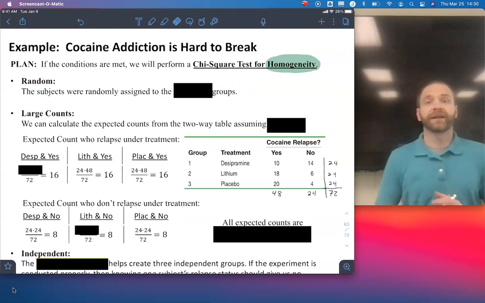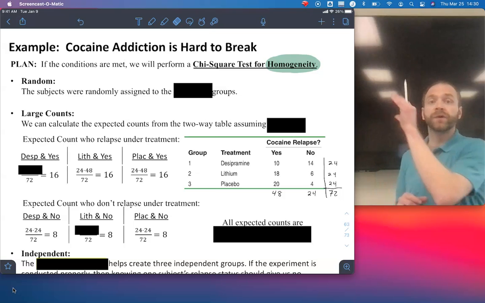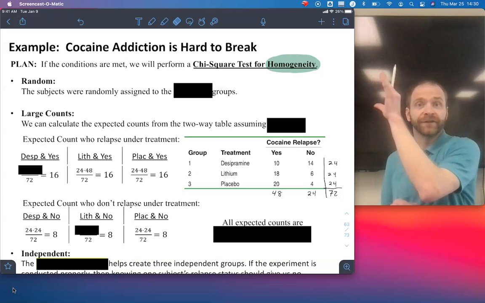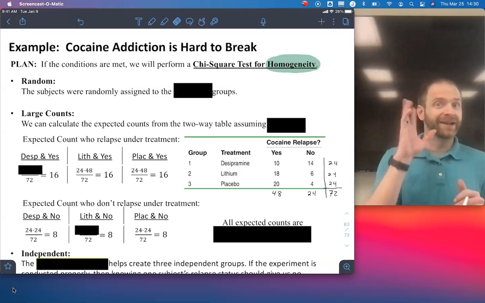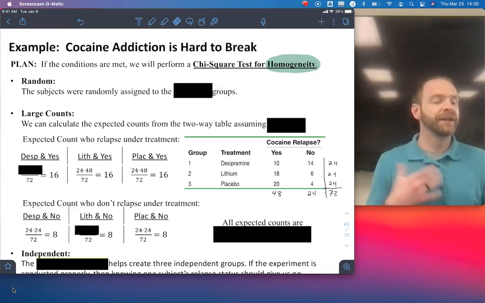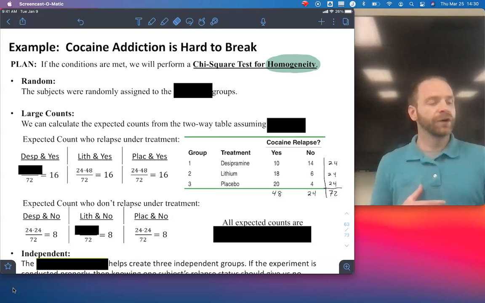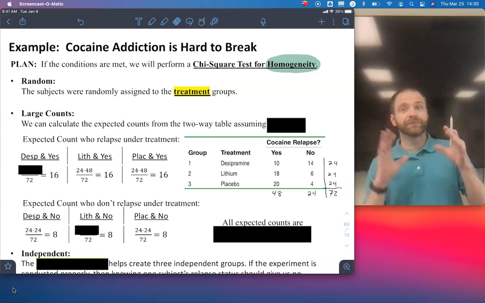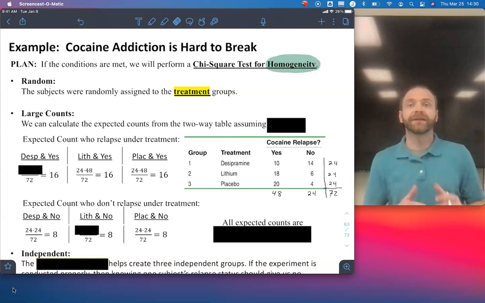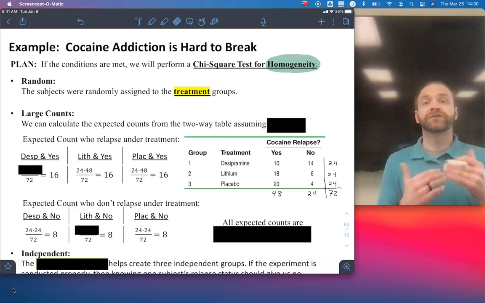So now we're on the plan step. Now remember, in the plan process, you always want to state what test you're dealing with. We're dealing with a chi-square test for homogeneity. And we need to go through random, large samples, and independent. We already kind of had a clue about independent when we were reading the prompt. Now the random, they were assigned to different treatment groups. Do not say, we use a simple random sample. No, because this is an experiment. They were assigned randomly to different treatment groups.